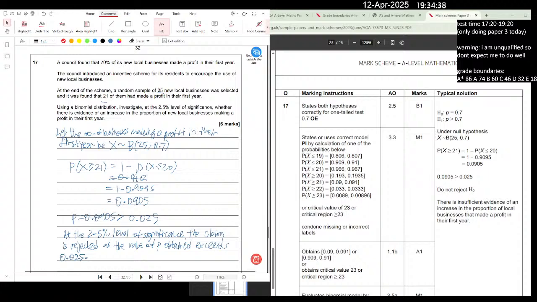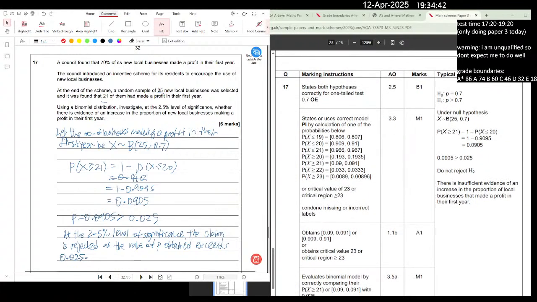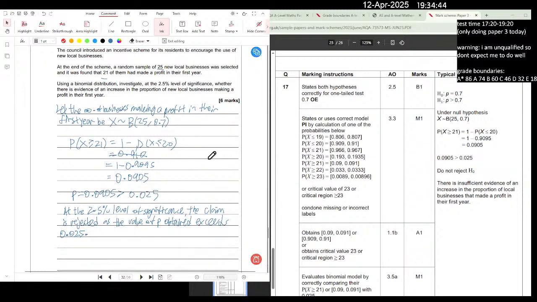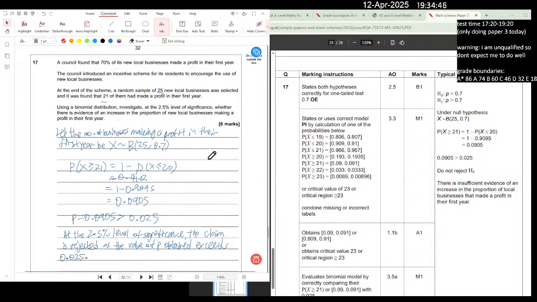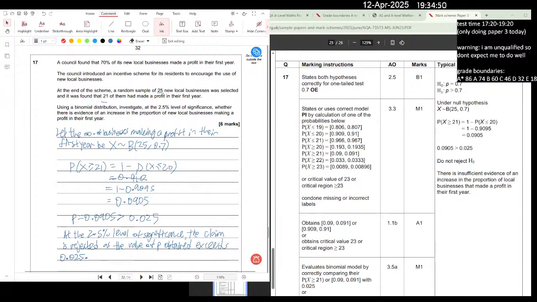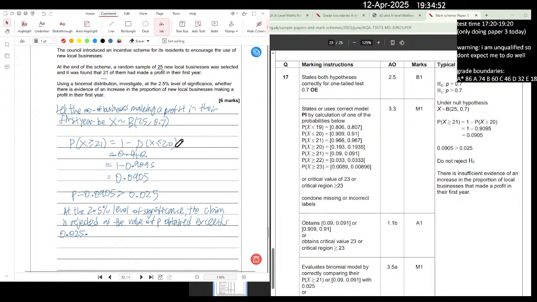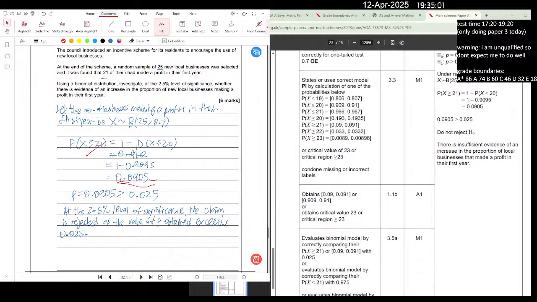States both hypotheses correctly. Well, no, not right. States or uses correct model by calculation of one of the probabilities below. Well, okay, I did that at least. Okay, I'm getting marks. I'm getting marks. So yeah, I got this for that. Obtain 0.09.